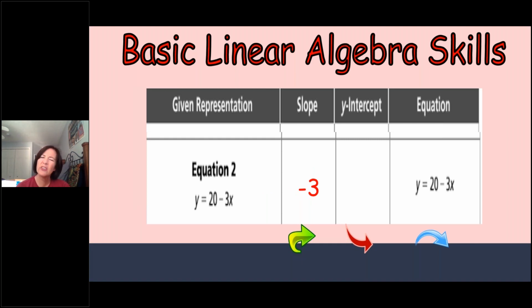Now the y-intercept, let me see. So the y-intercept is the number that's added on. Well, technically we don't even see an addition sign in this problem, but can you tell me what the y-intercept would be? Hoping you said 20, because it is. This could have been written y equals negative 3x plus 20. Had they written it that way, I think everyone would have gotten the answer correct.